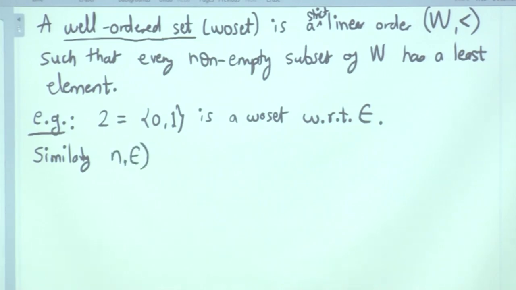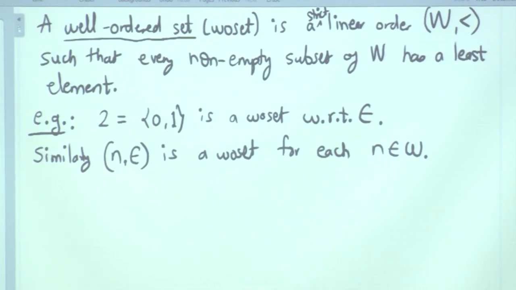Okay, similarly, (n, belongs to) is a WOSET for each n in omega. Every natural number is a well-ordered set. Yeah, if I give you 0 up to 100 and then I give you a non-empty subset, can you choose the least one? Yes? Yeah, so therefore this is true.